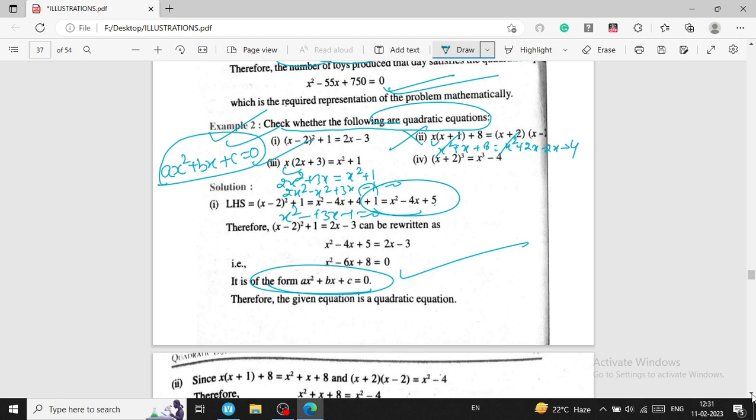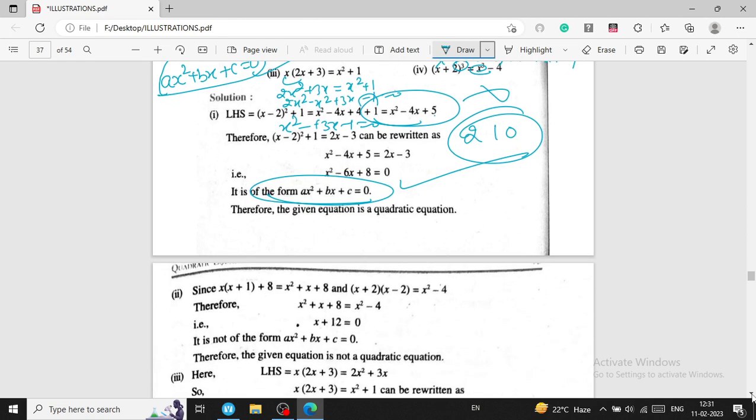X plus 2 whole cube, here is a cube. So that's why it's not a quadratic equation, because the highest degree should be equal to 2. We have to keep in mind the rule: degree should be 2. Then it will be a quadratic equation.